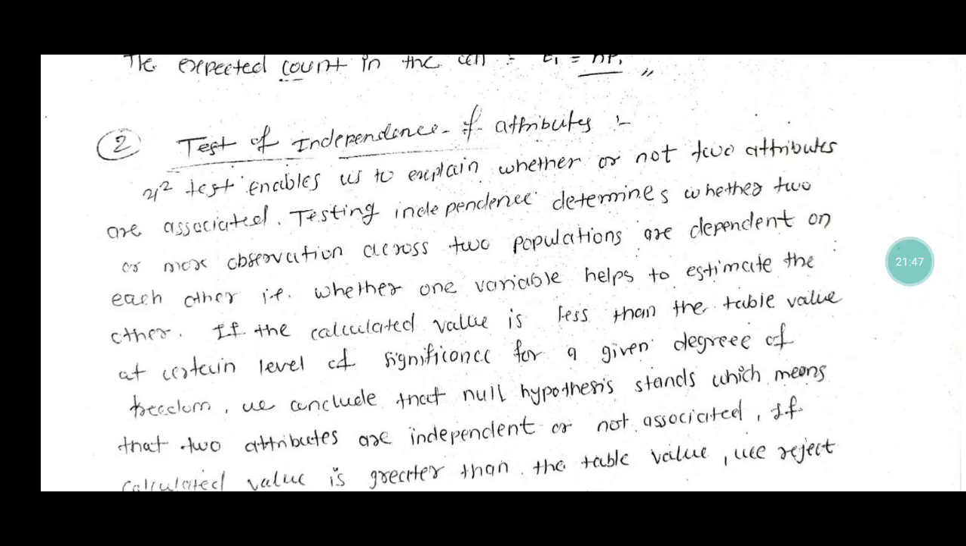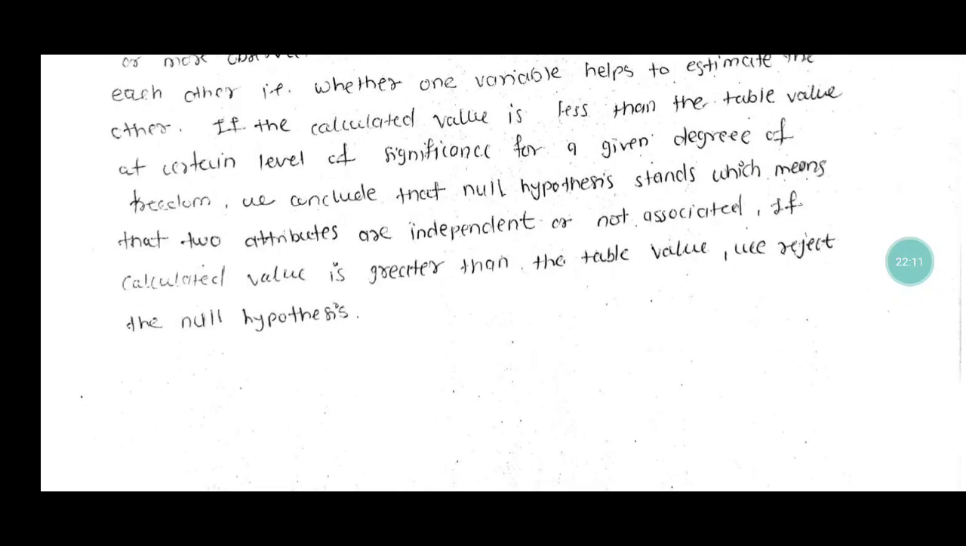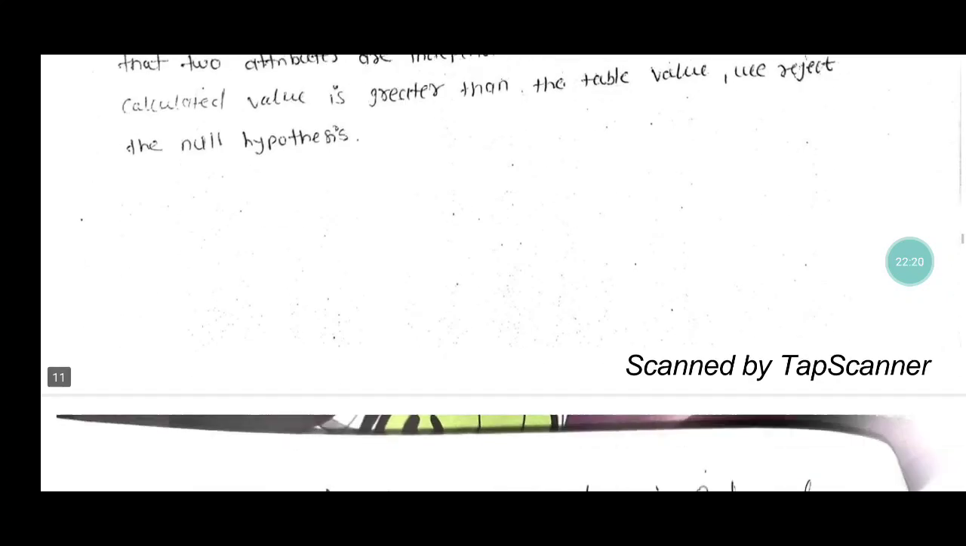So the chi-square test enables us to explain whether or not two attributes are associated, testing the independence, which determines whether two or more observations across the two populations are dependent on each other, whether one variable helps to estimate the other. So the two attributes are independent or not, that is associated. If the calculated value is greater than the table value, then we reject the null hypothesis.